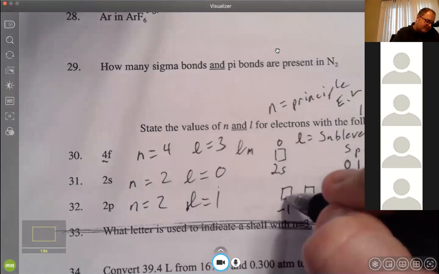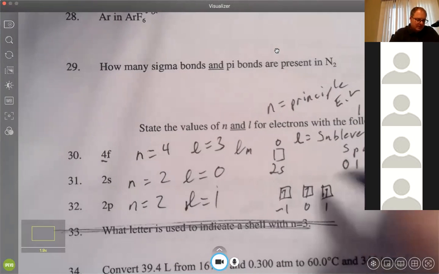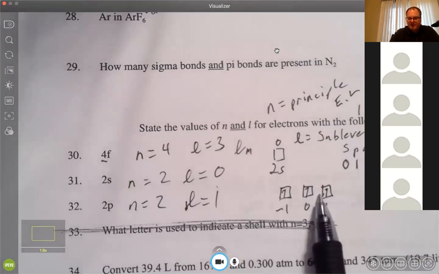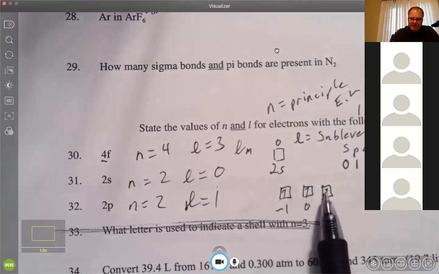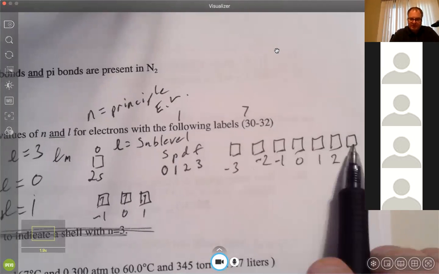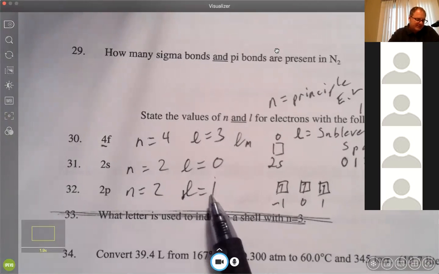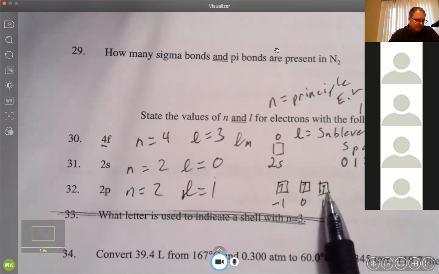So let's say we have 1, 2, 3. Right here we have all unpaired electrons, right? The maximum for P is 3 unpaired electrons because there's only 3 orbitals. The maximum for F would be 7 unpaired electrons, right? So here we have 2, 1, and let's pick that last unpaired electron.